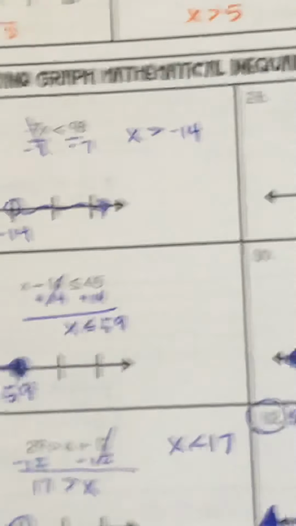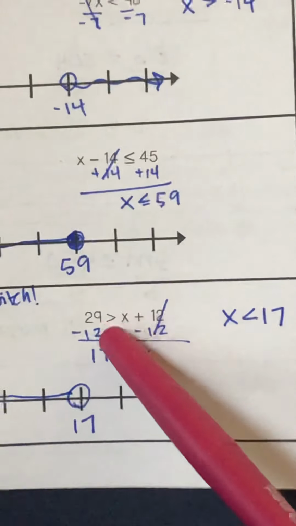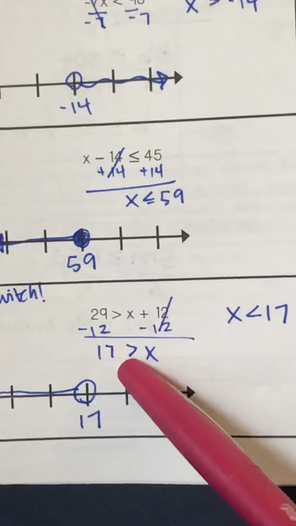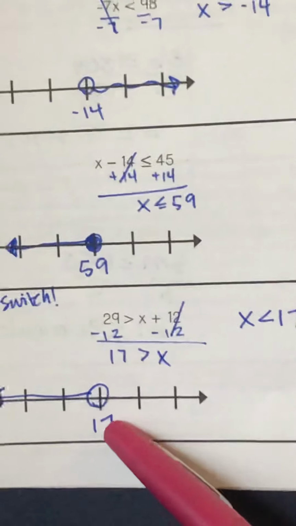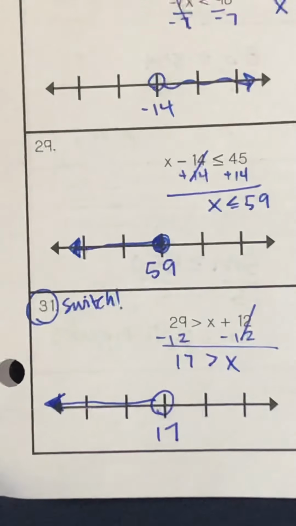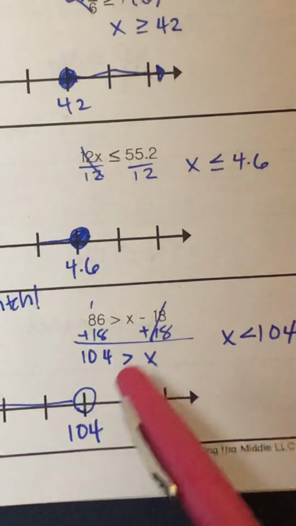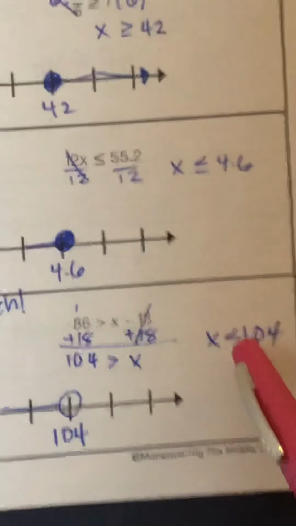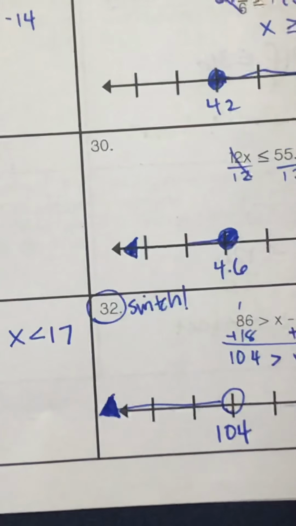31, we also had to switch the direction. So we are given 29 is greater than x plus 12. Just subtract 12 from both sides, so 17 is greater than x, which means that x is less than 17. Open circle on the 17, going to the left. So that one you had to solve and then switch it. For 32, add 18 to both sides. We are left with 104 is greater than x, which means that x is less than 104. Open circle on the 104, going left.